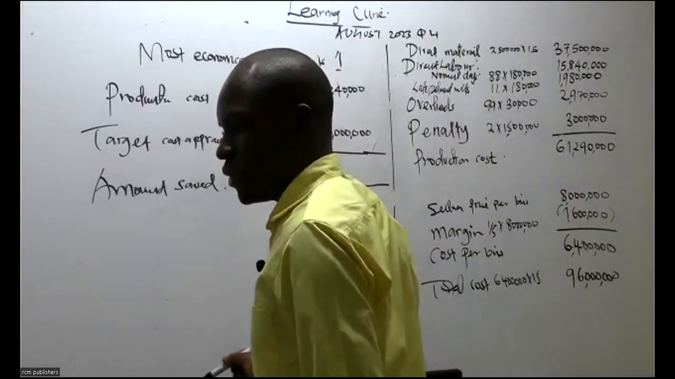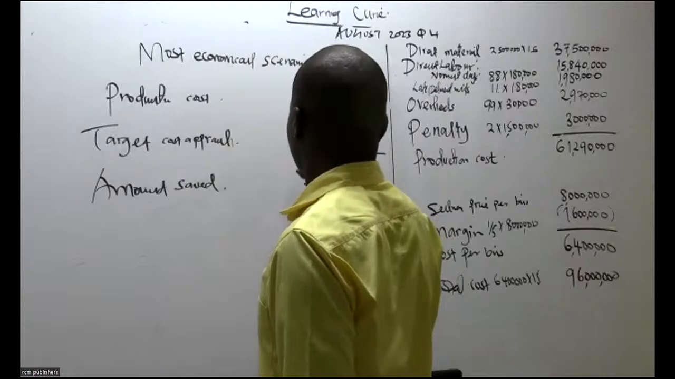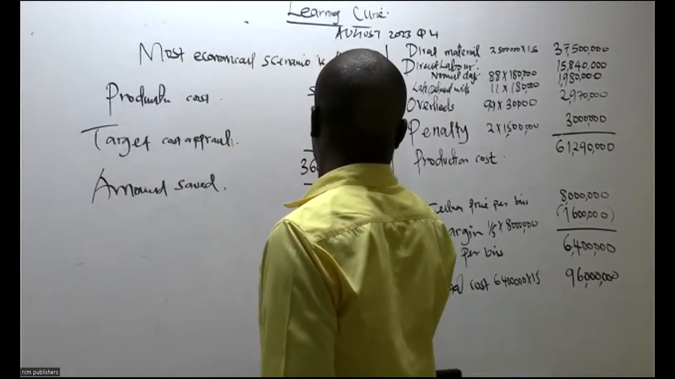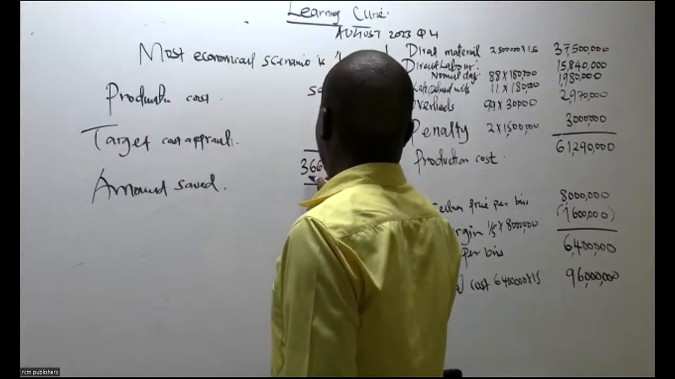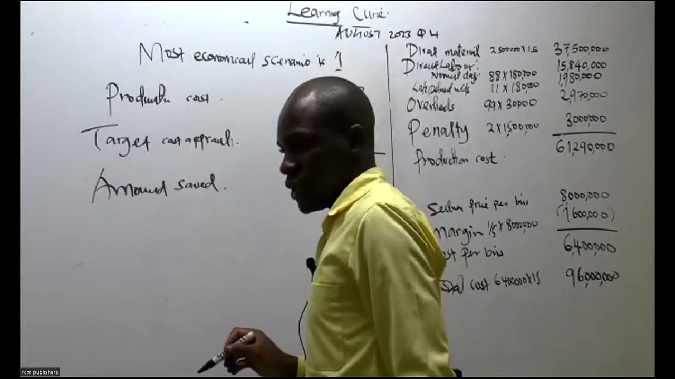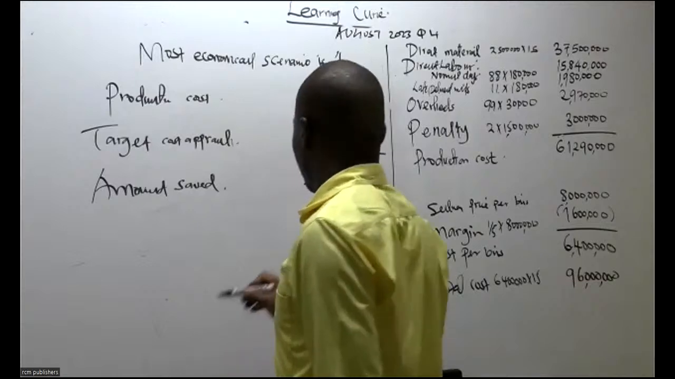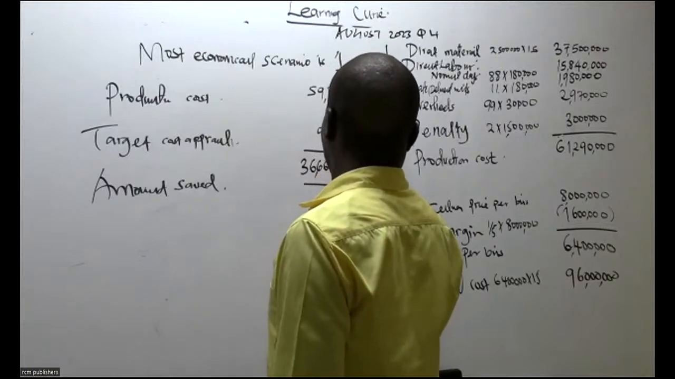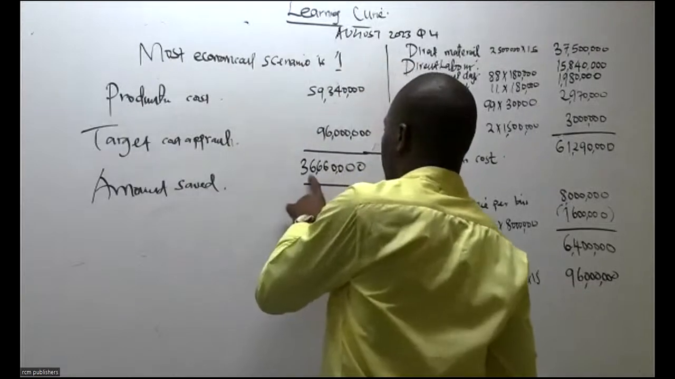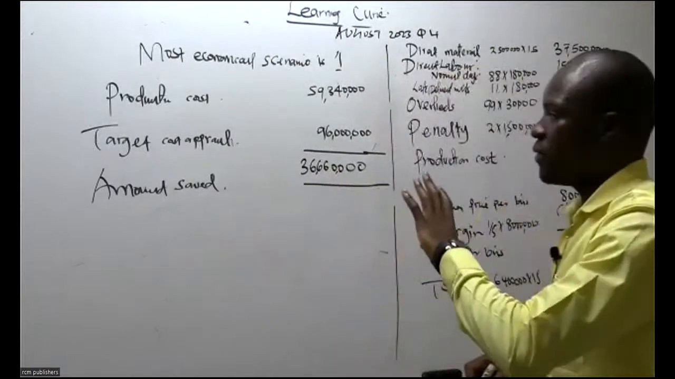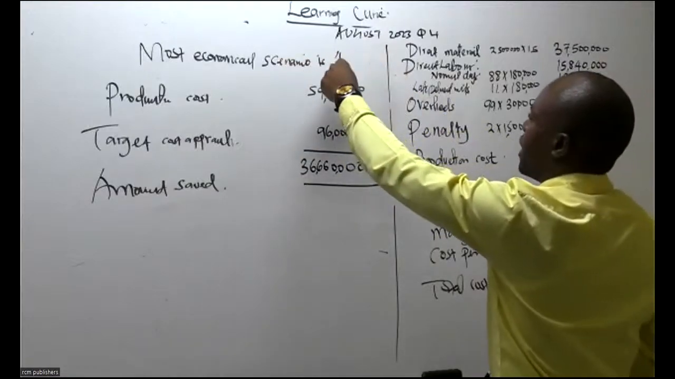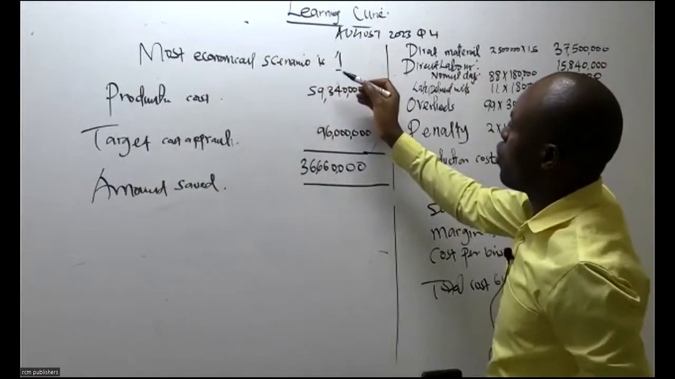36,660,000. Is it 36 million? So that is what they are going to save. That's the amount saved if they are supposed to use scenario 1, which is the most economical.